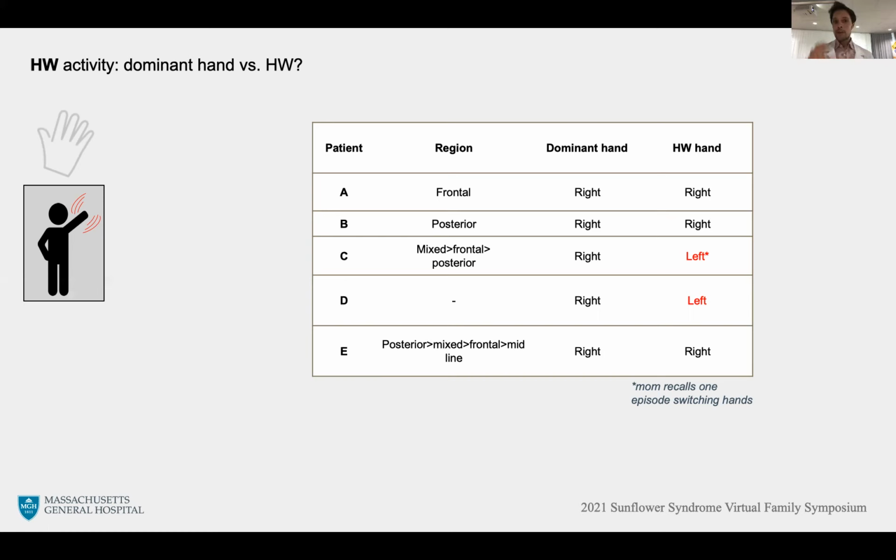If we looked at the region, so again with the double banana on the head, remember, sometimes you see it more frontal, sometimes you see it more posterior, but for a lot of patients, you see the abnormal brain activity everywhere, so generalized. This warrants further study as well.